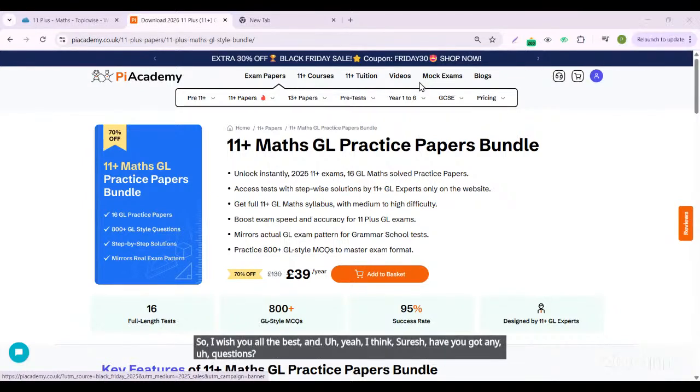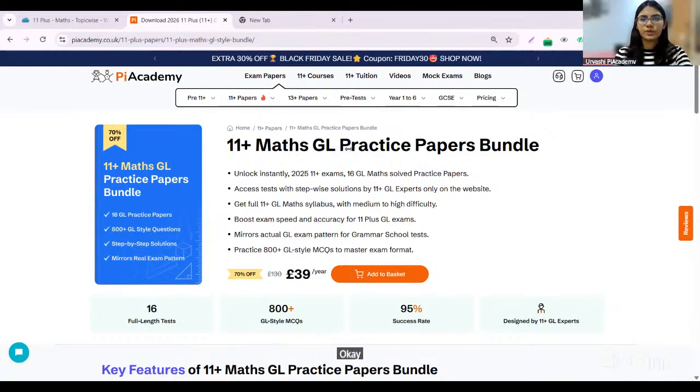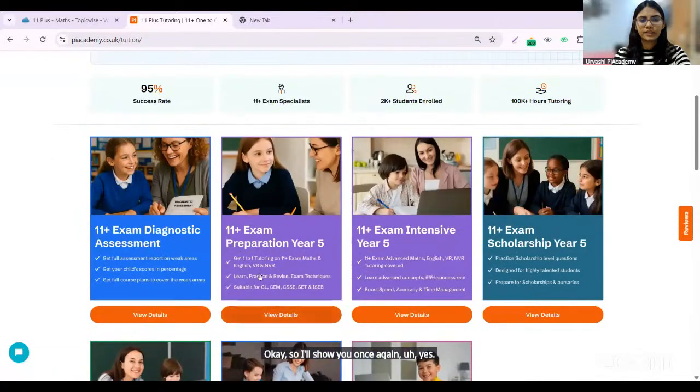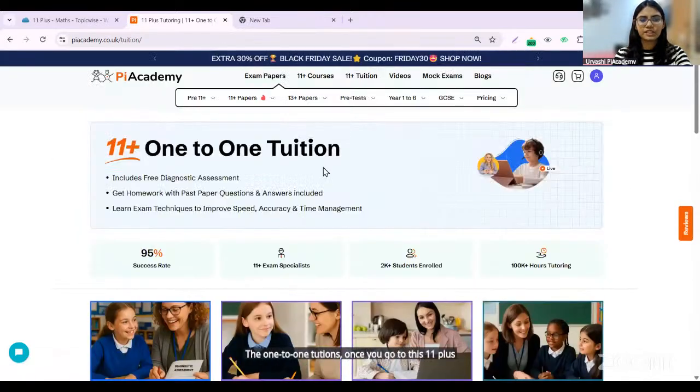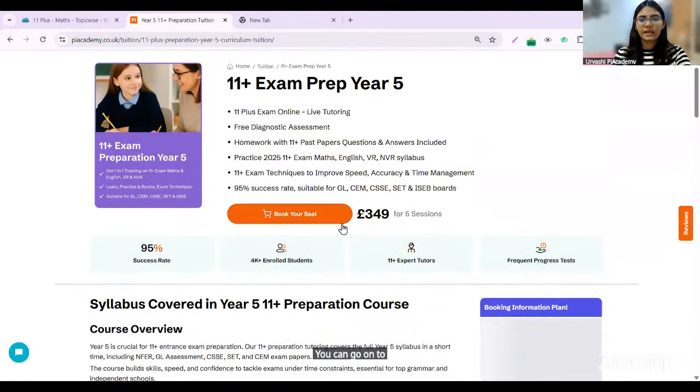Yeah, Shanvika was asking about the one-to-one sessions, what is the cost of it? Okay, I'll show you once again. Yes, the one-to-one tuitions: once you go to this 11 plus tuition, you would be able to see all the one-to-one tuitions that we provide. Suppose you are preparing your child for this, you can go on to view details and book it.